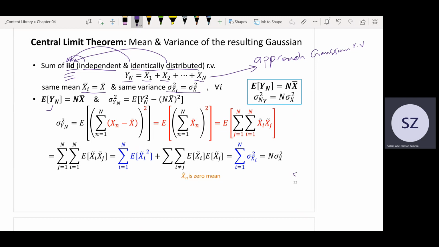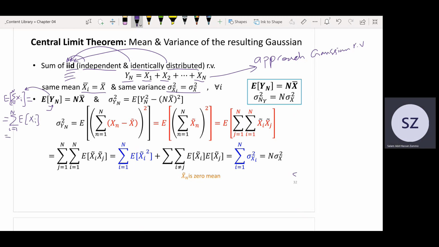Now, if the mean of xi is x bar and the variance of xi is sigma x squared, what is the mean of yn? The mean of yn is the expected value of yn, which is the summation for i equal 1 to n of xi. We know that the expectation operator is a linear operator. So this is equal to the expectation of x1 plus the expectation of x2 plus the expectation of x3 and so on, the summation of the individual expectations.